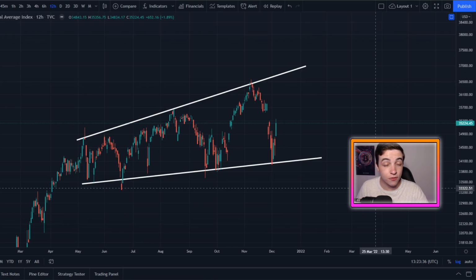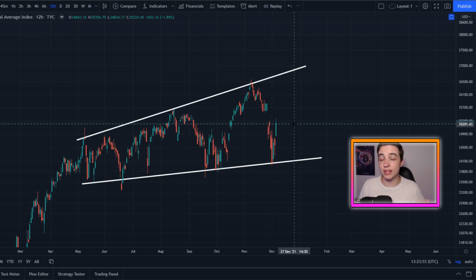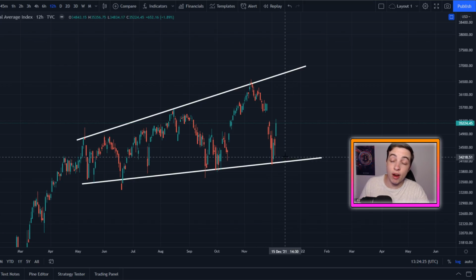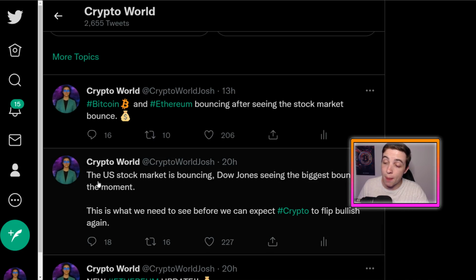And on top of that, of course, I'm keeping an eye on the stock market. This is actually the Dow Jones, because out of the recent bounces in the US markets, for example, in the S&P 500, the Nasdaq, and the Dow Jones did experience the largest bounce to the upside yesterday. And it was great to see we held this upwards trending line of support. And I let you know nearly one full day ago about this bounce in the stock market, saying that this is what we need to see before we can expect crypto to start flipping bullish again and seeing a bounce to the upside as well.